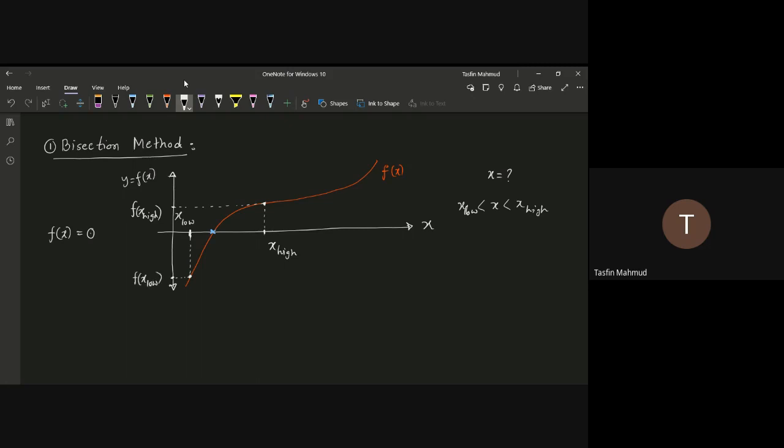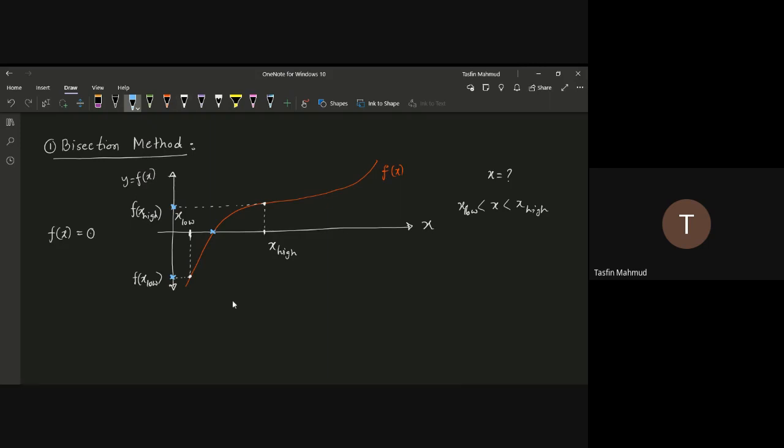So before determining any root, we will check the two function values, whether they are of opposite sign or not. So this is one and this is another. Here we can see f of x high is of positive value, right? The y value is positive here, and the y value is negative here. Whenever we have this type of scenario, we can safely assume that one root exists in between these intervals.